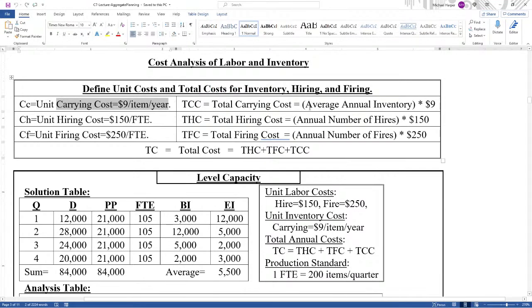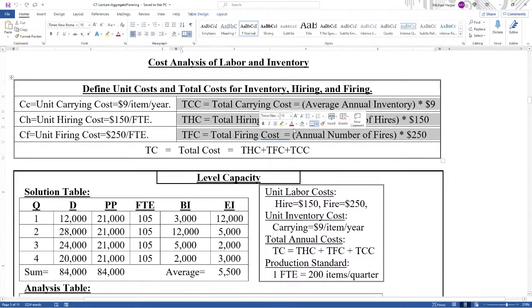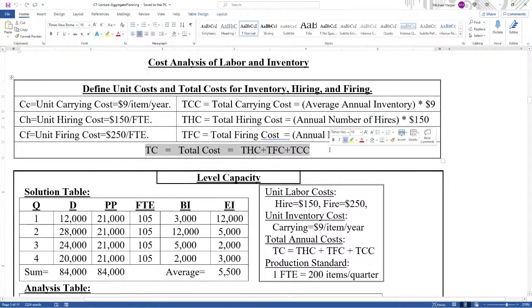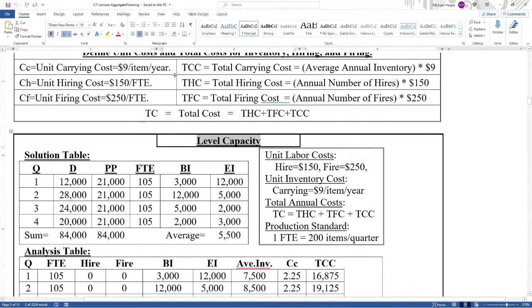Okay, expand that to, let's say, a year, and the total carrying cost, which I'll abbreviate TCC, is your average annual inventory times how much it costs you to carry each of those items over the year. The total hiring and firing cost over a year is how many you hire and fire over the year times how much it costs you for each of those. So this right here represents the total cost. If I add all 3 of these, it's the total cost for aggregate planning. So let's use these definitions here, and let's analyze level capacity with these costs. So I'm going to bring the hiring and firing down here. I'm bringing the carrying cost down here.